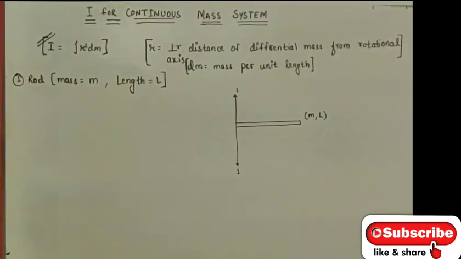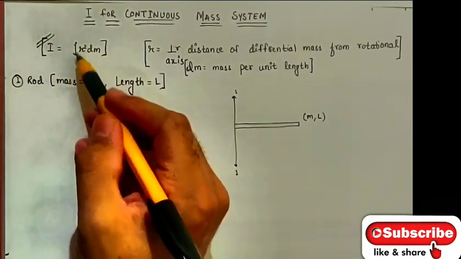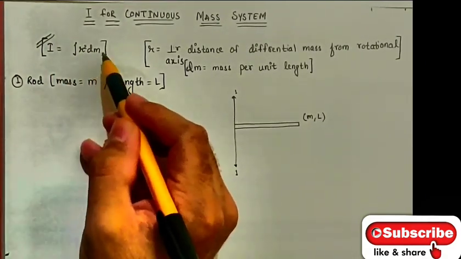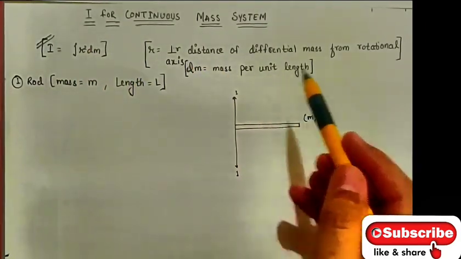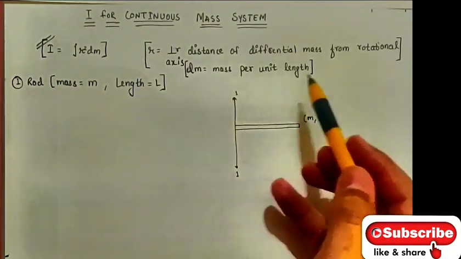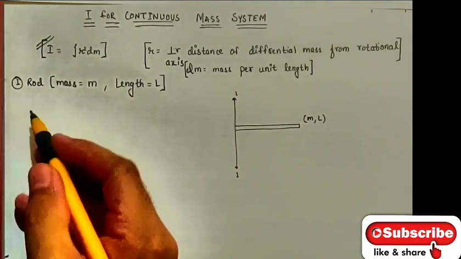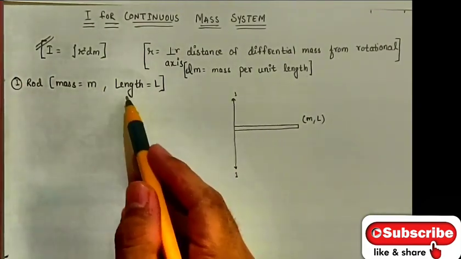Hello friends, today we will calculate moment of inertia for continuous mass system. It is done by I equal to integral of r square dm. It is a definite integral where r is the perpendicular distance of differential mass from rotational axis and dm is mass per unit length.